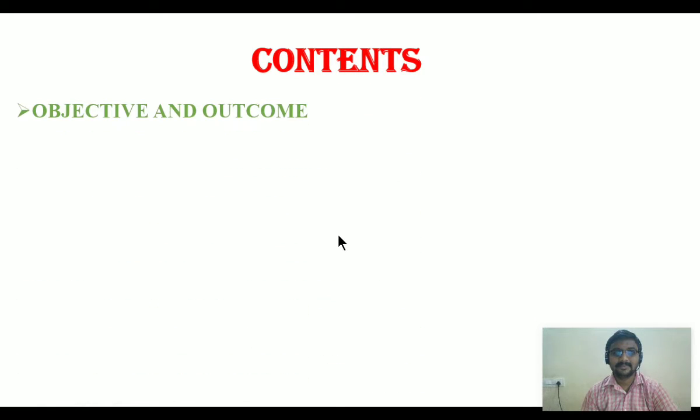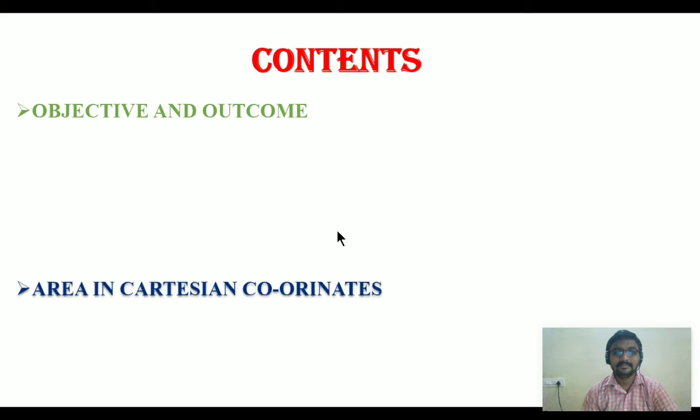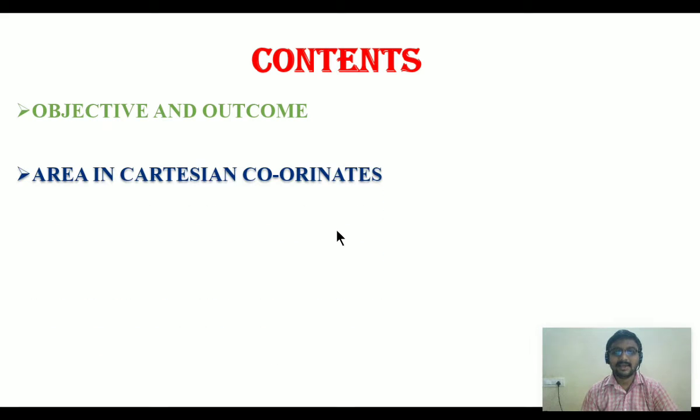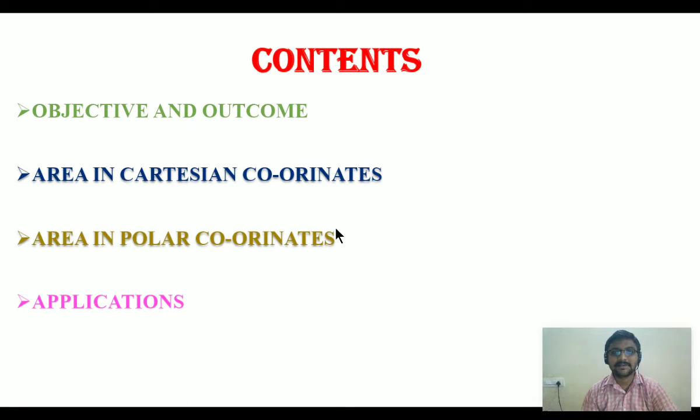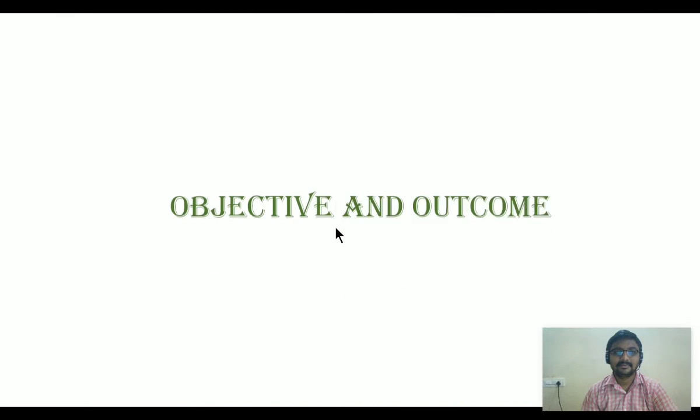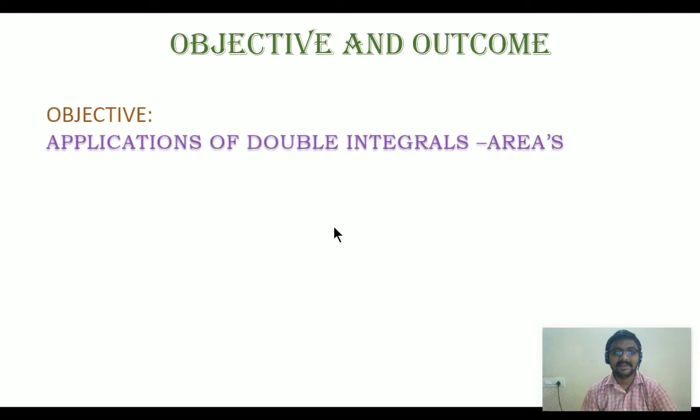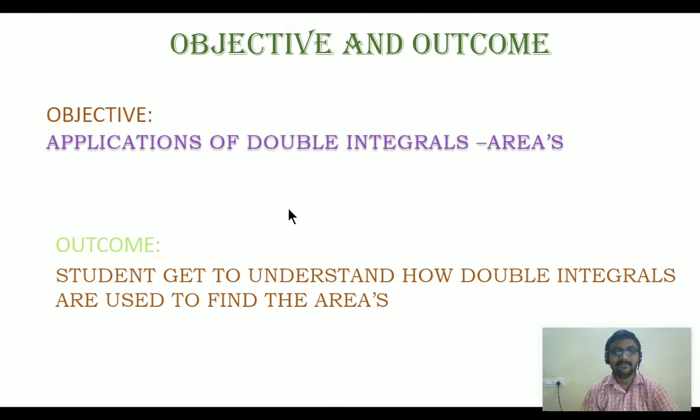Contents: Objective and Outcome, Area in Cartesian Coordinates, Area in Polar Coordinates, and Applications. Objective and Outcome. The objective is applications of double integrals, areas, and the outcome is that students get to understand how double integrals are used to find the areas.